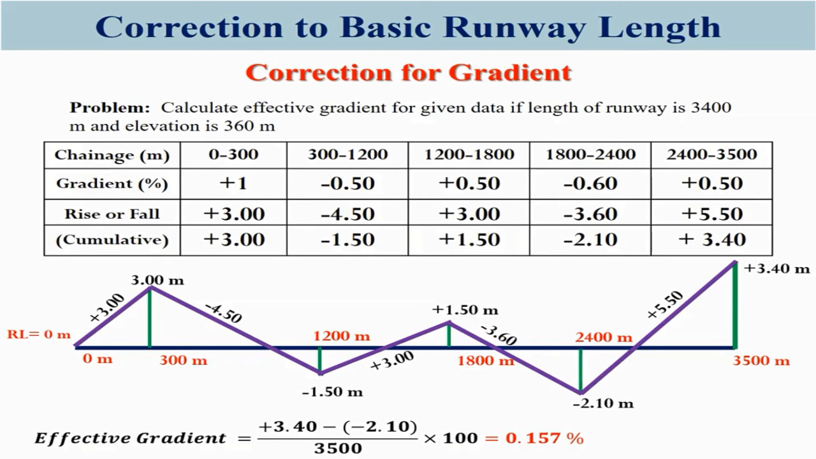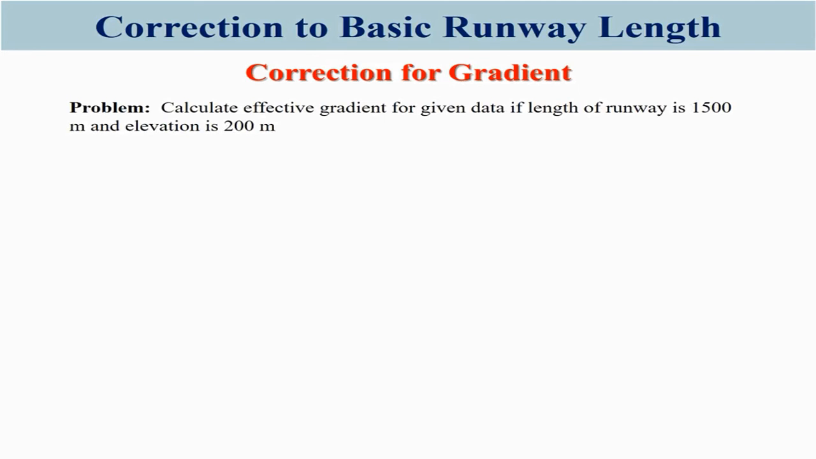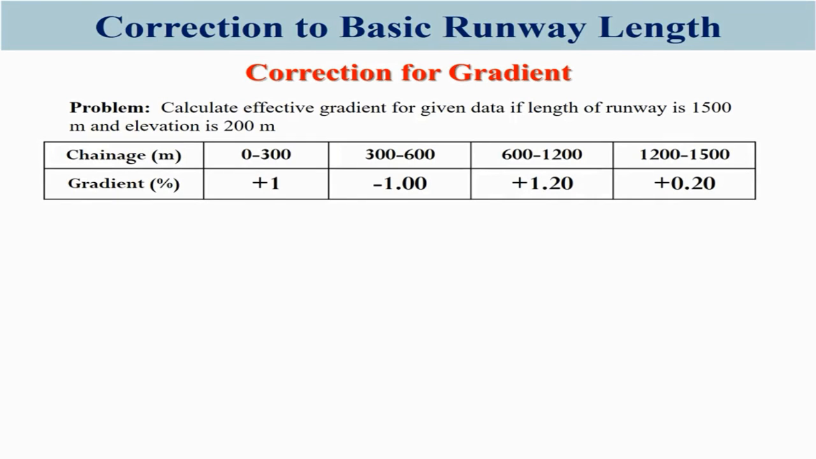Let's have one more problem to calculate effective gradient. So in this problem, we are asked to calculate effective gradient for a given data if length of runway is 3400. Sorry, the data is wrong. Just look at this table. So the chainage is 0 to 300, 300 to 600, 600 to 1200, and 1200 to 1500.